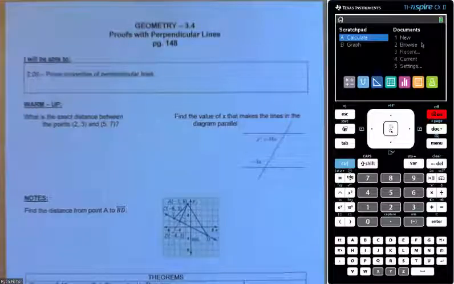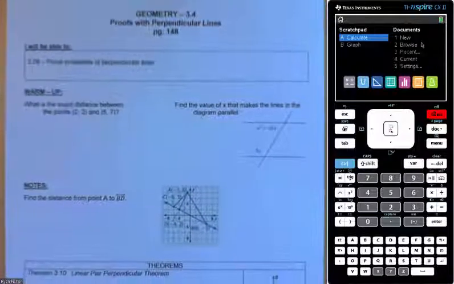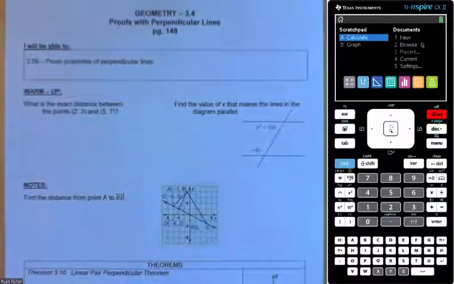In this lesson, we're going to look at how to explain why lines are perpendicular, why they intersect at 90-degree angles, and also some problems we can solve knowing that lines are perpendicular to each other. Before we get into that, I have a couple of warm-up problems. Take a minute to attempt to solve them, and I will show you my solutions in a couple of minutes.